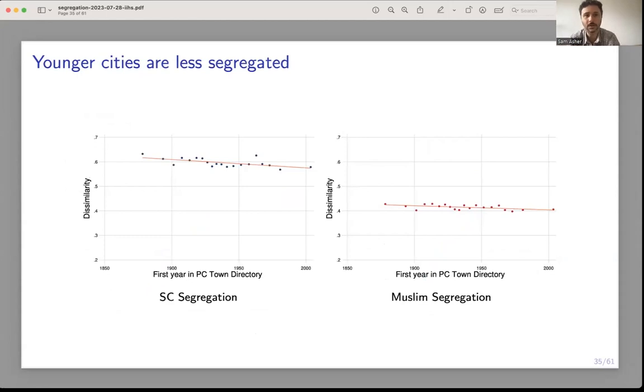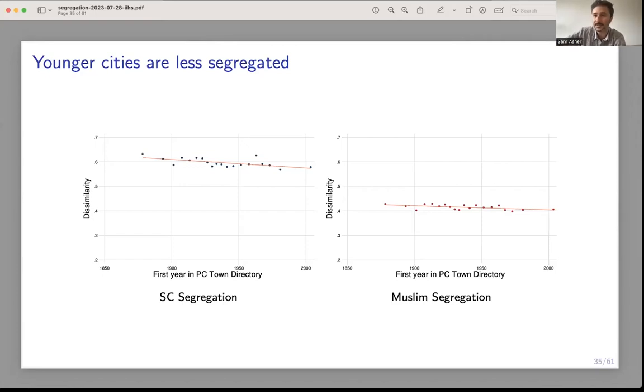We do find that younger cities are a little bit less segregated than older cities. We have a dissimilarity measure for cities that were founded in the 1870s and 80s of around 0.65. That's come down to around 0.58. So the younger cities are a little bit less segregated than the older cities, but the slope on this is so close to flat that we're not sure we can conclude all that much about how segregation is changing over time in India.